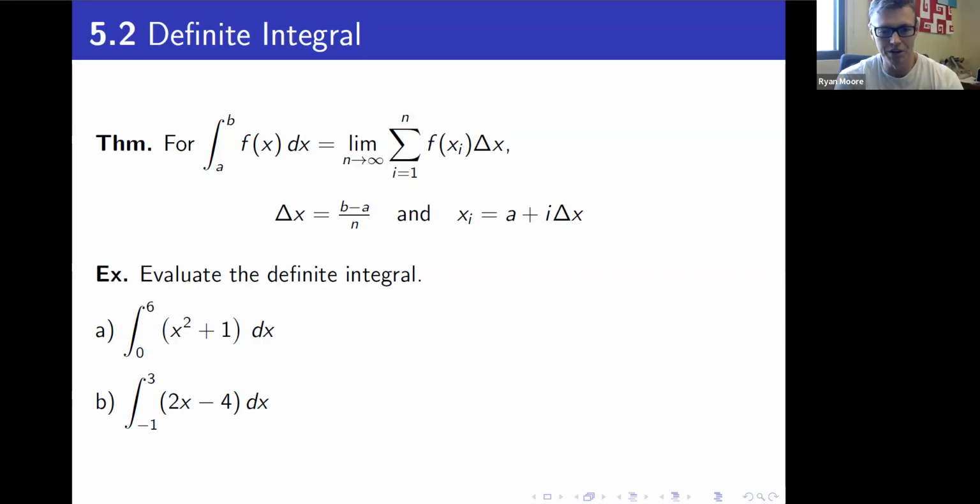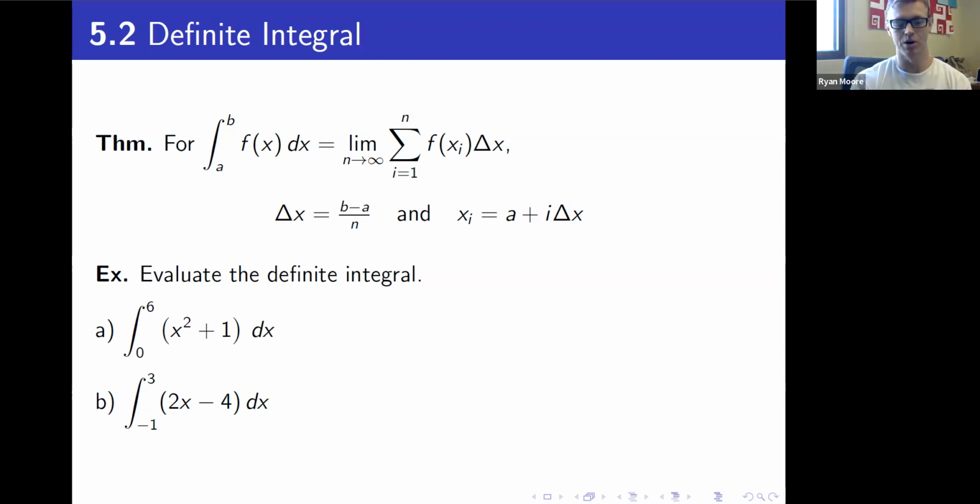Time to dive into these examples. We are going to evaluate these definite integrals. We're going to find the area between those functions and the x-axis from where it tells us to begin and end. We're going to find that area exactly, no more approximations. We're going to take advantage of our limit as n goes to infinity to get infinitely many rectangles. We're going to get this area perfectly.